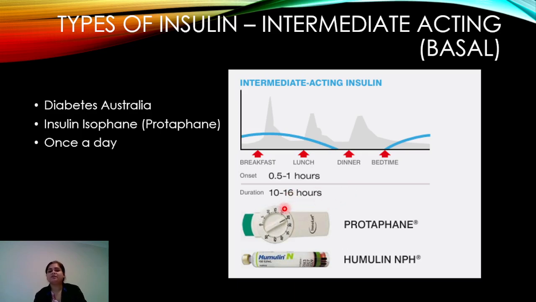So in the previous slide you have seen the duration was 24 hours roughly. For Toujeo it was longer, whereas for Protaphane and for Humulin NPH the duration of action is 10 to 16 hours, and the onset is within half an hour to 1 hour. So it starts working quicker compared to Toujeo and Optisulin, but the duration is shorter than Optisulin or Toujeo. It is 10 to 16 hours, whereas in those it was 24 hours.